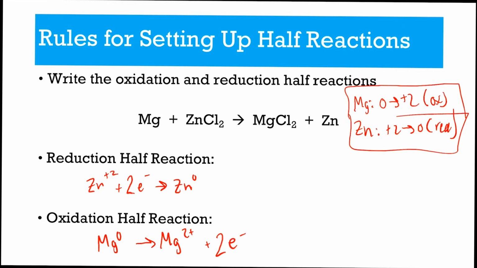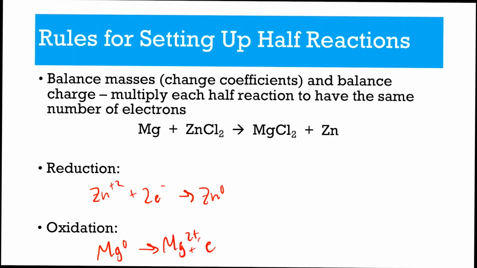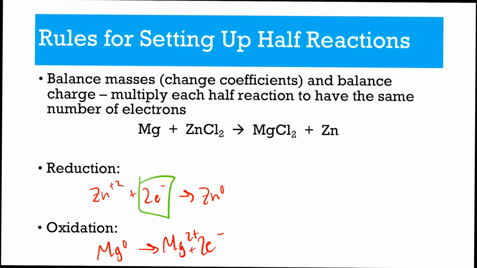Now, we have to make sure we're balancing the reactions. So if we quickly just rewrite these. Okay. We see that we are gaining 2 electrons here and losing 2 electrons there. So if you're losing and gaining the same amount of electrons, you're balanced, you don't need to do anything.